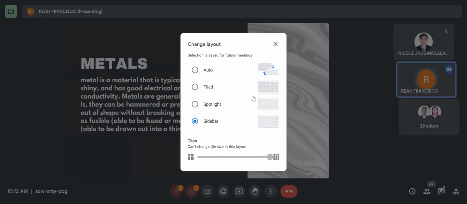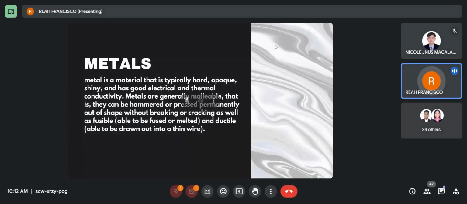Metal is a material that is typically hard, opaque, shiny, and has good electrical and thermal conductivity. It is generally malleable, that is, it can be hammered or pressed permanently out of shape without breaking or cracking, as well as fusible, which is able to be fused or melted. And ductile is able to be drawn out into a thin wire.